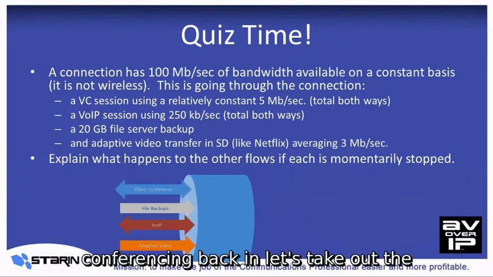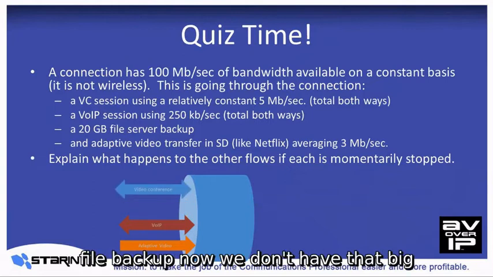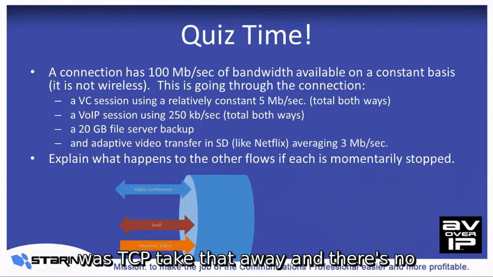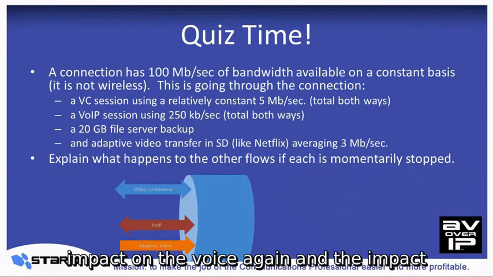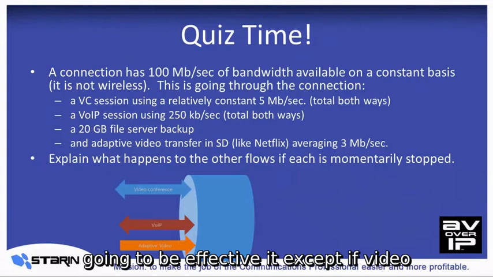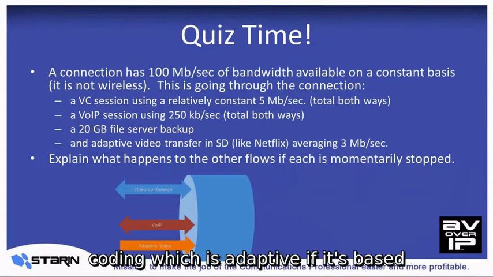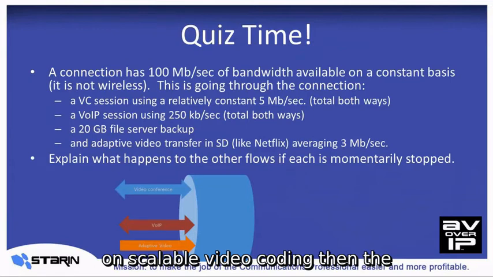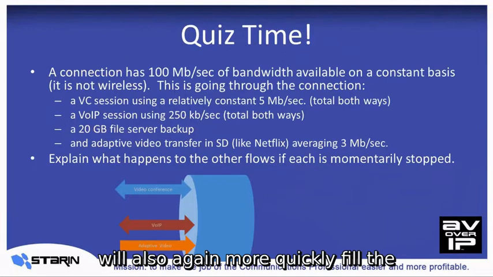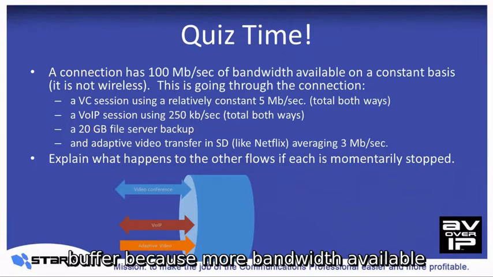So let's put the video conferencing back in. Let's take out the file backup. Now we don't have that big file backup taking place. The file backup was TCP. Take that away, and there's no impact on the voice again. And the impact on the video conference is probably not going to be affected, except if the video conference is based on scalable video coding, which is adaptive. If it's based on scalable video coding, then the quality may improve. The adaptive video will also, again, more quickly fill the buffer because more bandwidth is available.